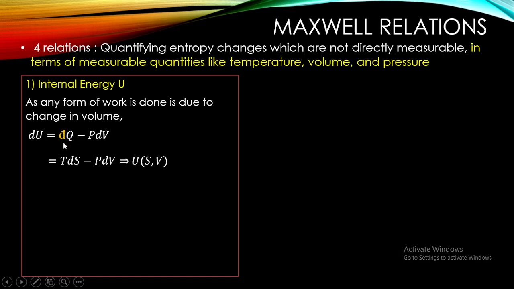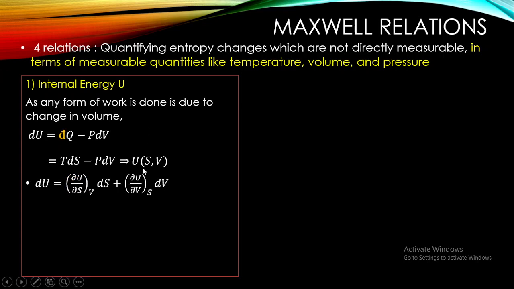And as per the definition of entropy, đq is given by TdS. So you can replace that: dU = TdS minus PdV. So from this representation, you can see that the internal energy has been expressed in terms of a change in entropy as well as a change in volume, which implies the internal energy will be a function of S, entropy, and V, volume.